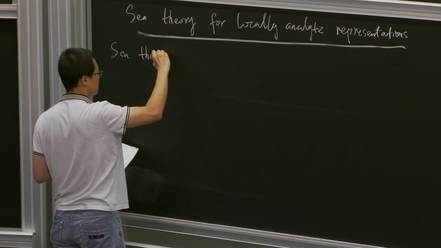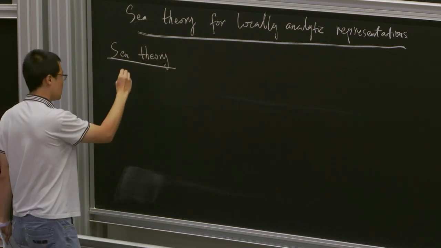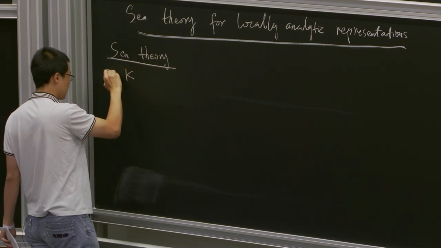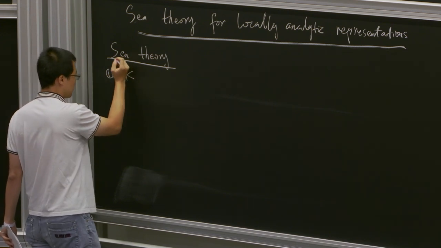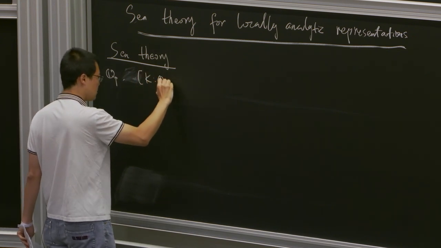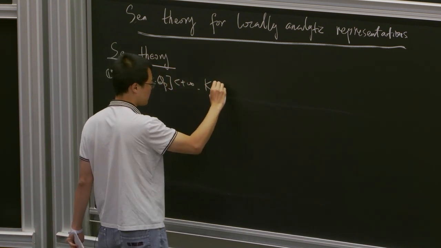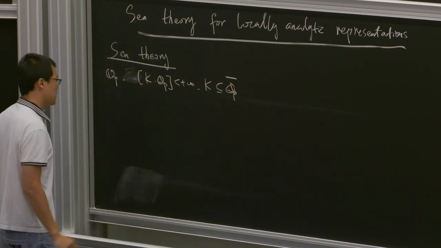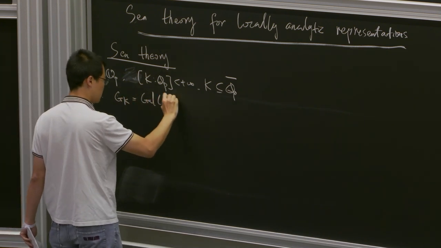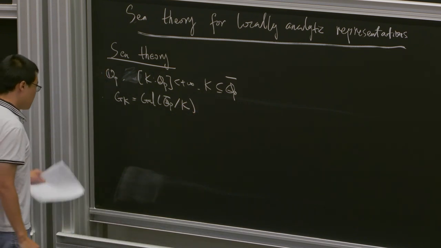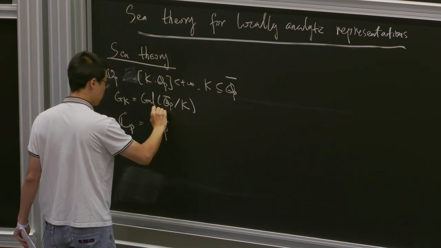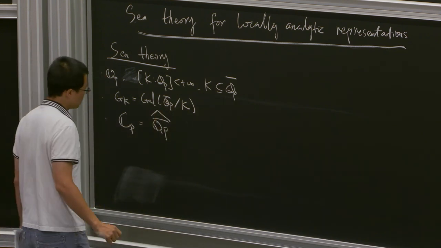So classical Sen theory is as follows. Throughout this talk, we fix Q_p, and K is a finite extension of Q_p inside Q_p bar. We fix an embedding. And we denote by G_K the absolute Galois group of K. And as usual, we let C_p be the p-adic completion of Q_p bar. So this is the setup.